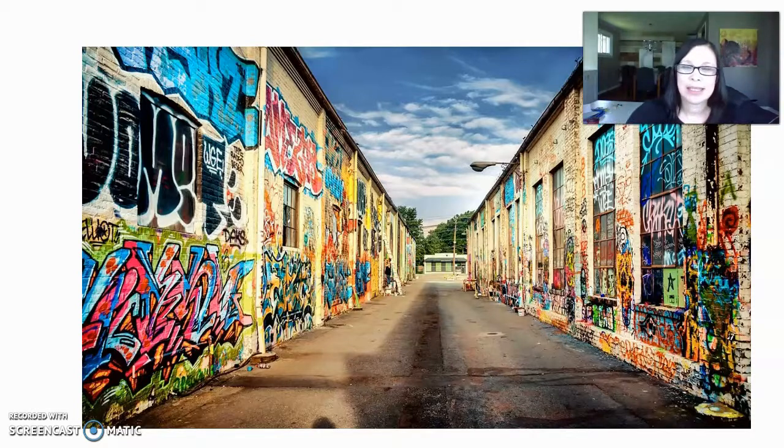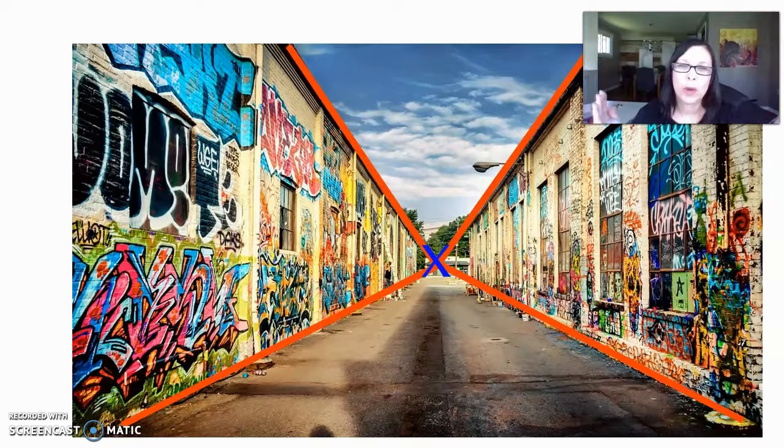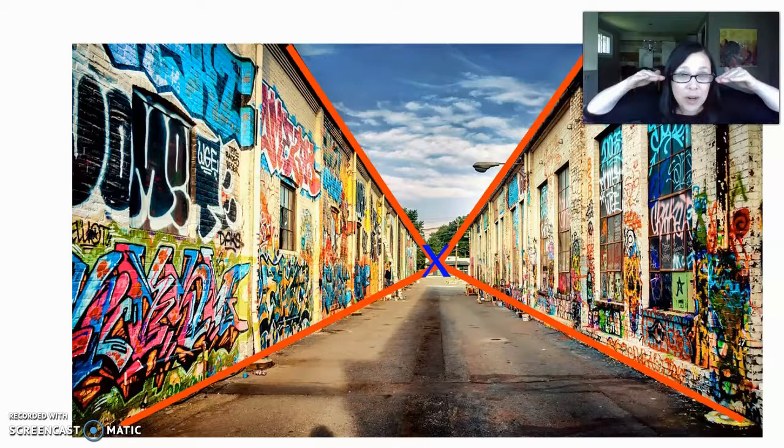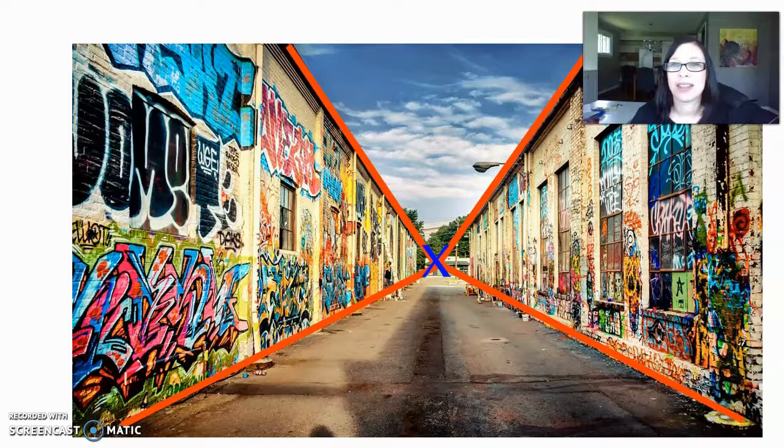What happens with 1-point perspective is that there's one vanishing point, and in this picture, it's marked by the blue X. If you follow any of the diagonal lines in 1-point perspective, they converge to one spot, and that's your vanishing point. That's where your eyes automatically go, and it's called a vanishing point because it makes it look like everything's vanishing.